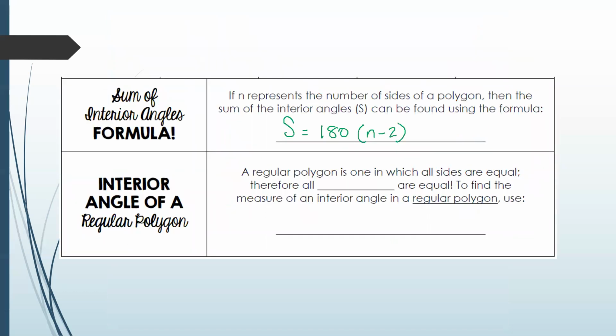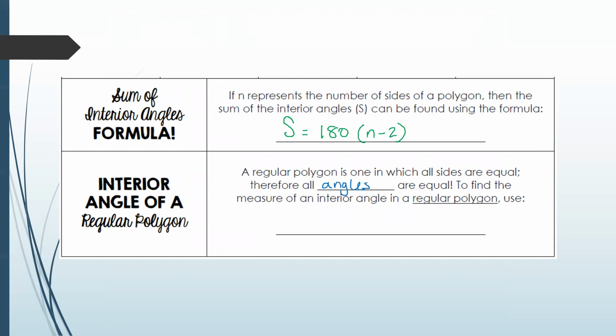So your equation for the sum of interior angles is 180 times n minus 2. Now the interior angle of a regular polygon says that you have to have a regular polygon, and a regular polygon is one in which all of the sides are equal. So therefore all of the angles will be equal too.